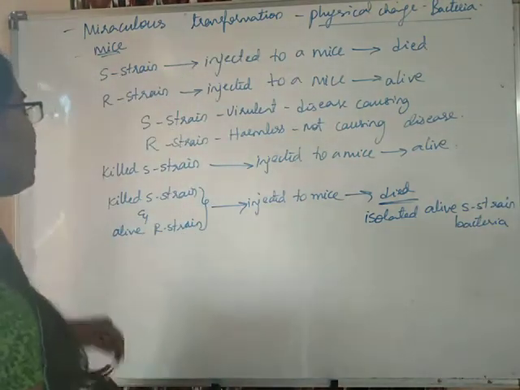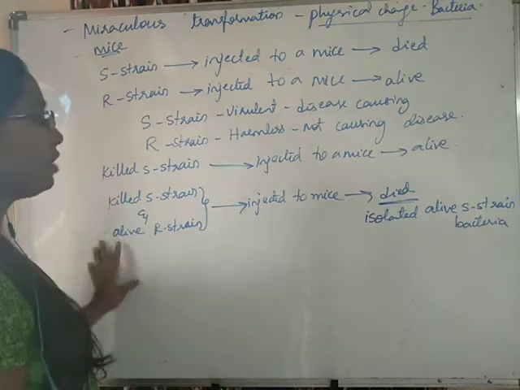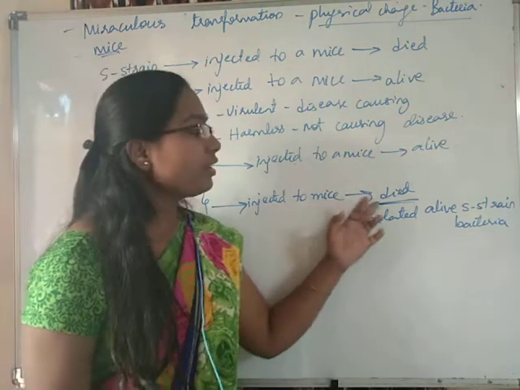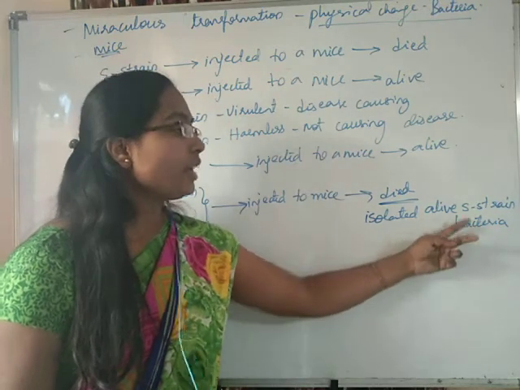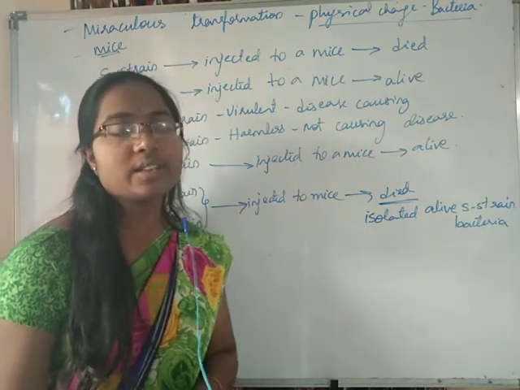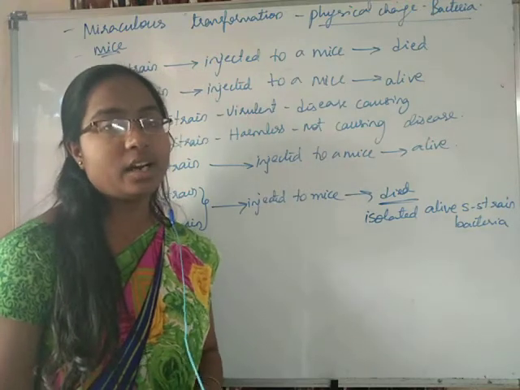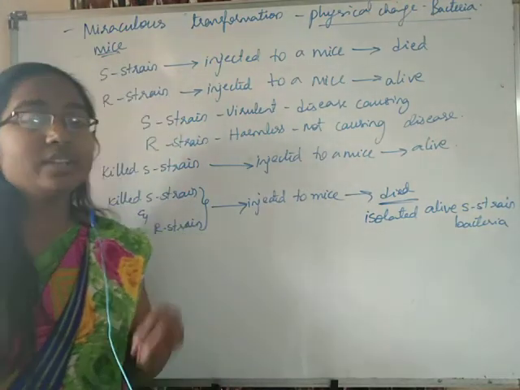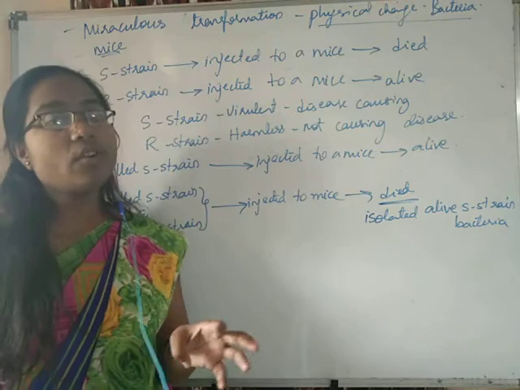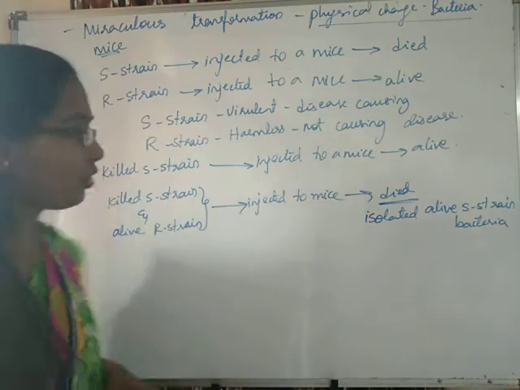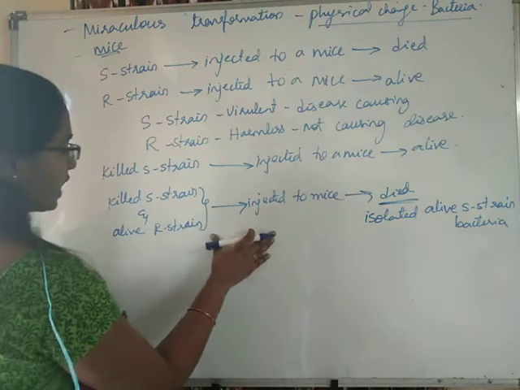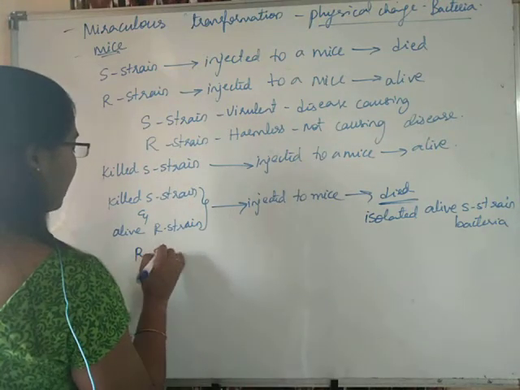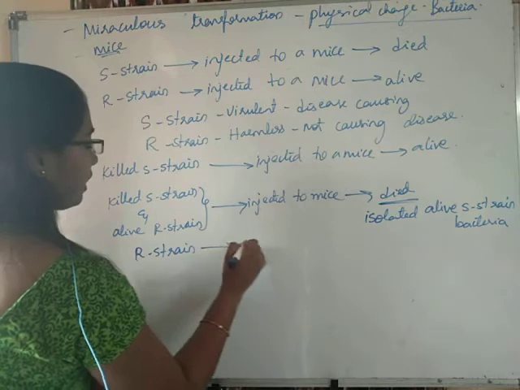Okay. He injected killed S strain and alive R strain together into the mice, and this mice died. From this dead mice he could isolate alive S strain bacteria. So, from this he said that there is something which has transformed an R strain into an S strain. Okay. So, something has happened during this step which transformed an R strain into an S strain.